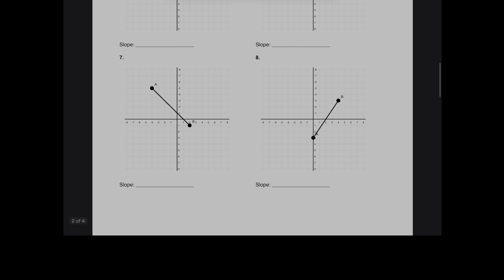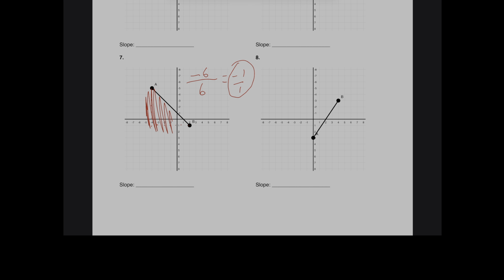Let's go to number 7. I'm going to go A to B. The first thing I'm going to do is my ups and downs. 1, 2, 3, 4, 5, 6. That went down 6. So I write -6. Whenever you go down, you have to write negative. And remember, because we're going left to right, 1, 2, 3, 4, 5, 6, it's always going to be a positive number on the bottom. And that's going to equal -1. I like to write -1/1, but if you want to write just -1, that's fine.